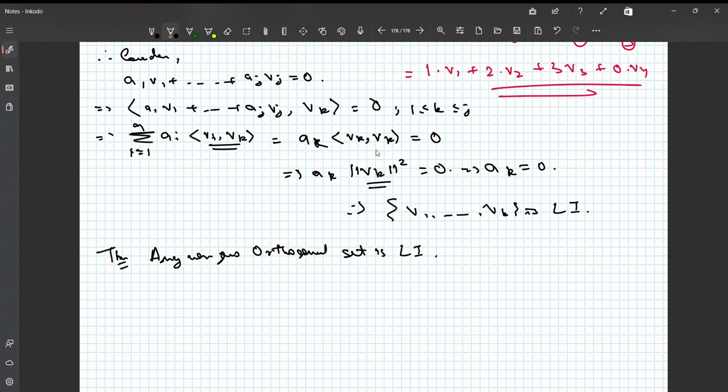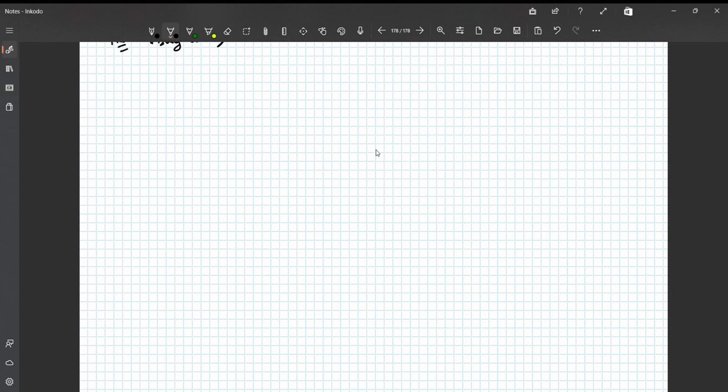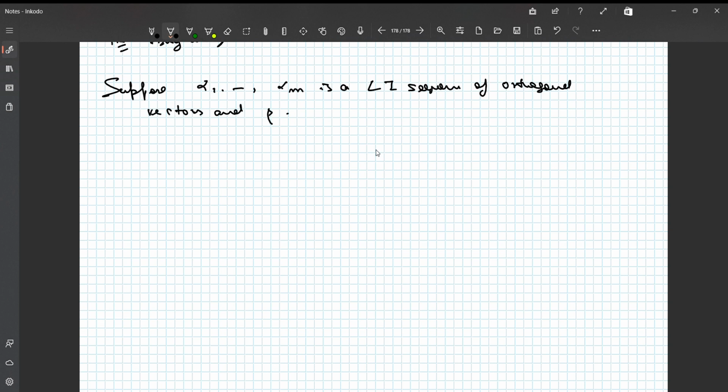Moreover, this has one more consequence. Suppose alpha 1 till alpha m is a linearly independent sequence of non-zero orthogonal vectors, and say beta is a linear combination of these vectors, or we can think of beta to be in the span of these vectors. So beta is a linear combination of these vectors.